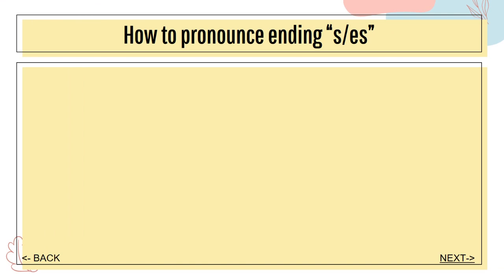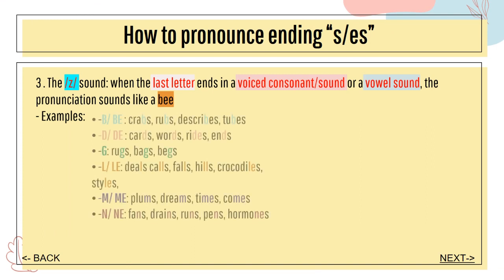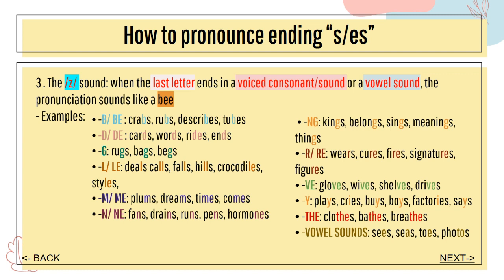And we will move on to the final one, that is the Z sound. When the last letter ends in a voiced consonant or sound, or a vowel sound, the pronunciation sounds like a Z, like crabs, carts, rugs, dills, plums, fans, trains, kings, wares, gloves, lace, clothes. And with the vowel sound, we have sees, toes, photos.